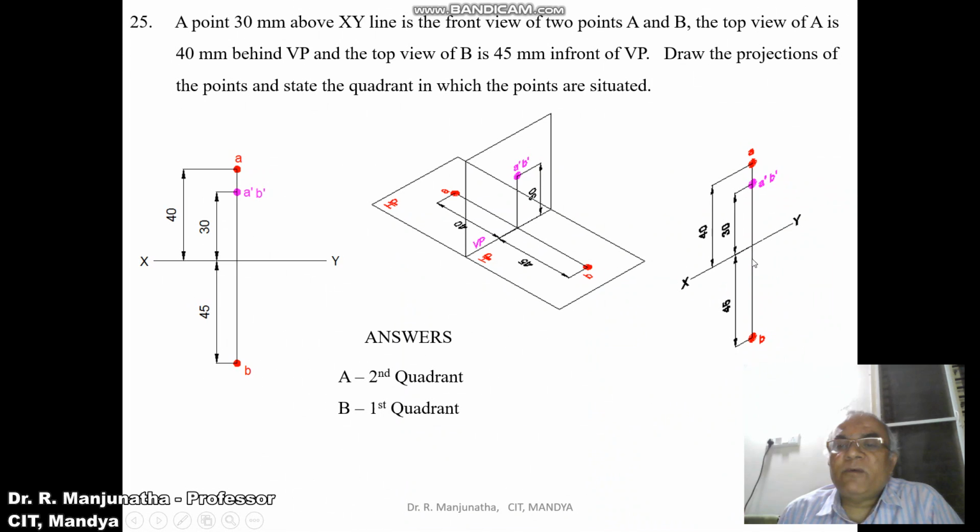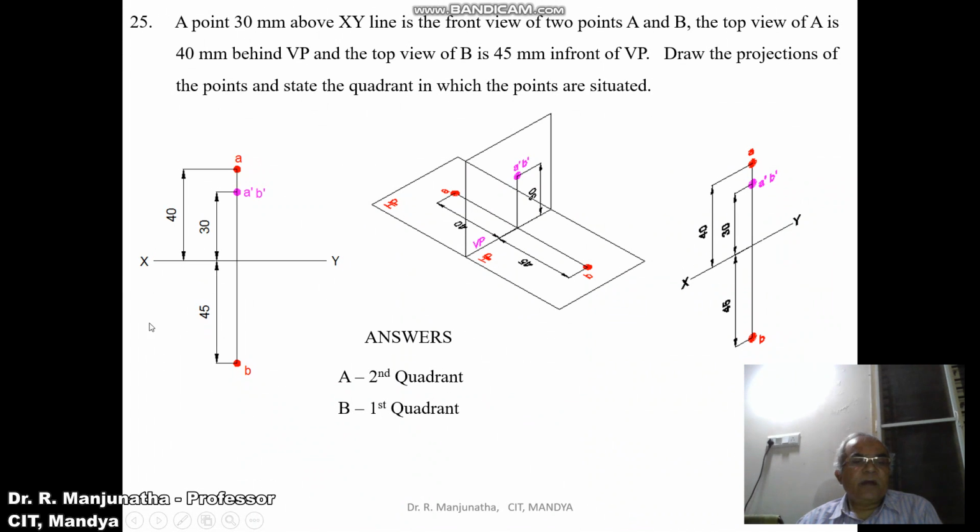So you can see that 45 mm of the top view of B is going to be below XY line. So from XY line you measure 45 mm and you mark this point as small b, and write the dimensions of 30, 40 and 45. Now draw the projections. So that is what we have done here, and state the quadrants in which the points are situated.